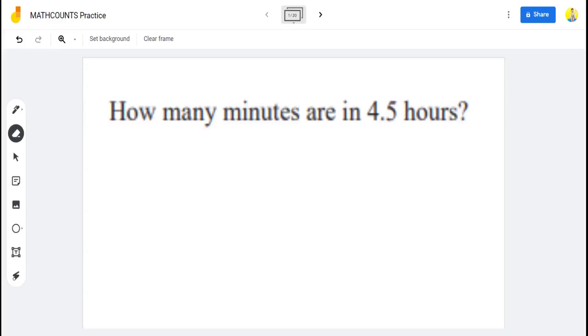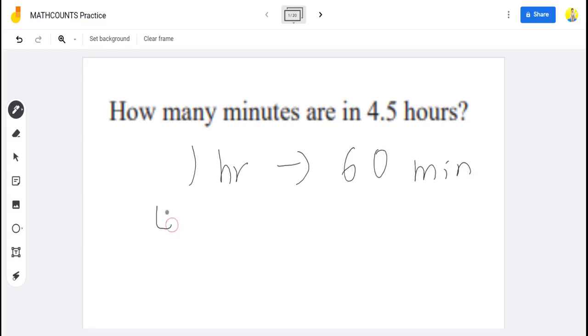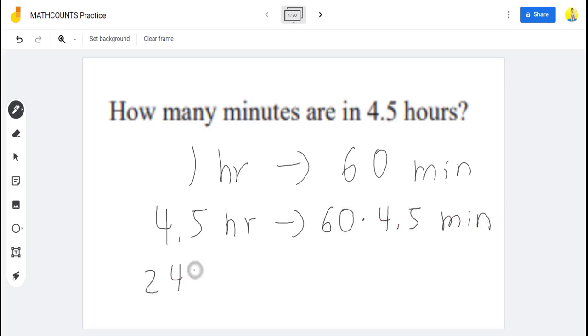Hello everyone, today we're going to do the 2020 Chapter Math Counts Sprint Round. Question number 1. How many minutes are in 4.5 hours? So one hour is equivalent to 60 minutes, meaning that 4.5 hours is equivalent to 60 times 4.5 minutes, which is just 240 plus 30, or 270. So the answer is 270 minutes.